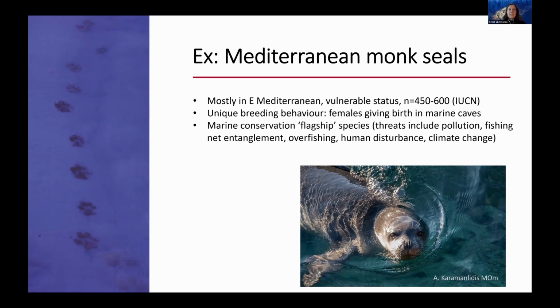So my example is a study we did on the Mediterranean monk seal. This species is mostly found in the Eastern Mediterranean, and it has a vulnerable status with only a few hundred individuals, according to IUCN. They have a unique breeding behavior where females are pupping in marine caves. And they are a marine conservation flagship species because their interactions include many of these wildlife-human issues that concern, for example, pollution, getting entangled in fishing nets, overfishing, etc.